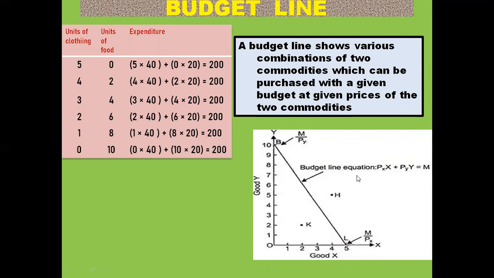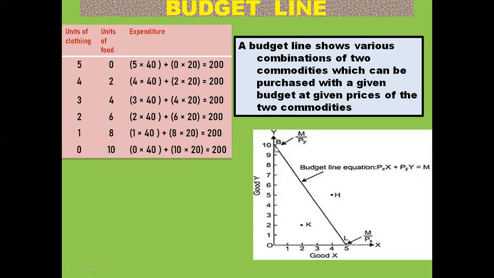Now, the budget line equation is Px into X plus Py into Y equals M. So Px and Py are the prices of goods X and Y, X and Y are the quantities of X and Y consumed, and M is the money income. Now, when the horizontal intercept is M by Px, what does it mean? It means units of food consumed is 0. That is, the consumer spends his entire income on good X. So Y is 0. We put Y equals 0 in the budget line equation. So Px into X plus 0 equals M. So X equals M by Px. This is the horizontal intercept.